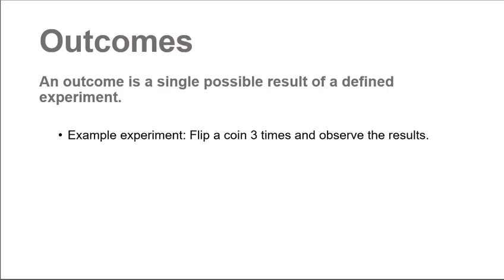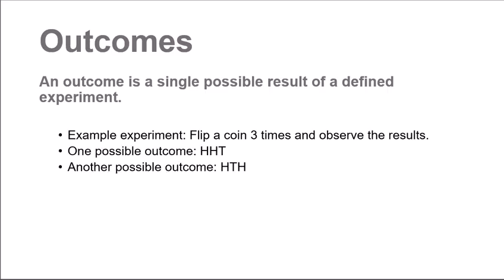We're talking about probabilistic experiments here. So an example experiment would be to flip a coin 3 times and observe the results. One possible outcome we could see from this is we get a heads, and then a tails, and I'm abbreviating this HHT. Another possible outcome would be heads, tails, and heads. So these are possible results that we could see after just one iteration of this experiment.